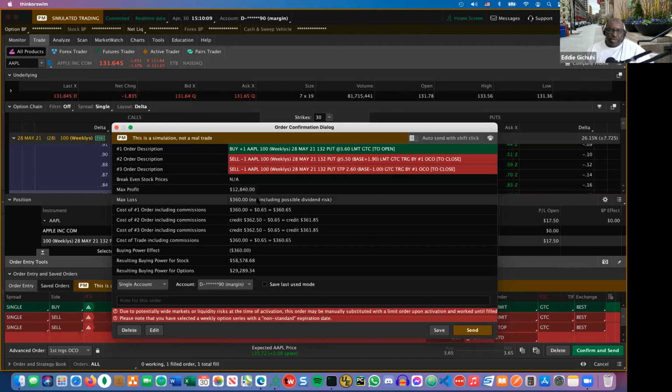And what's our max loss? Our max loss is $360, which is pretty much how much we're paying for it. Remember, we are the buyer of the contract, and so we have the right, but not the obligation. But the guy on the other side, or the lady on the other side, has got the obligation to sell it to us if we choose to exercise that right. It's rare, but it does happen.